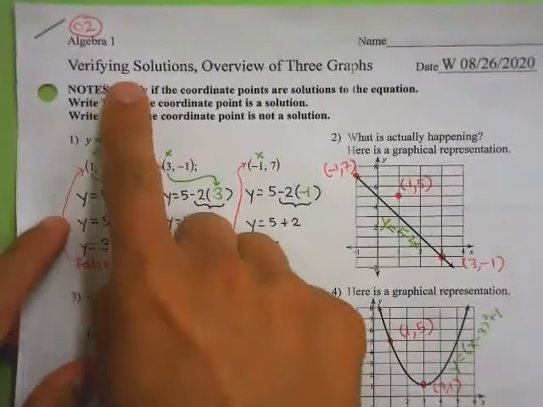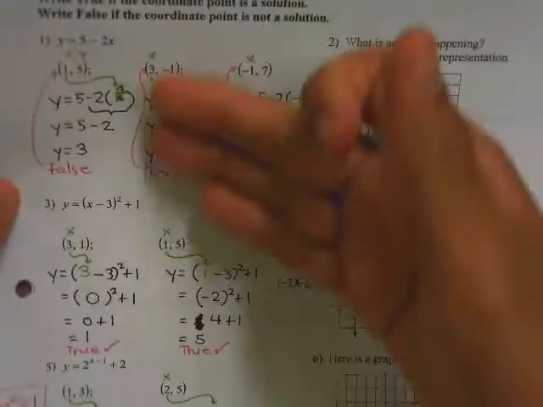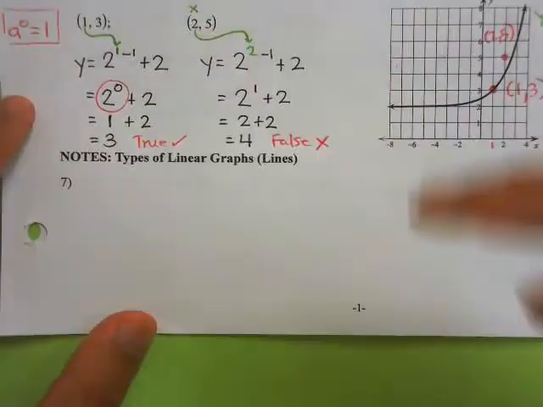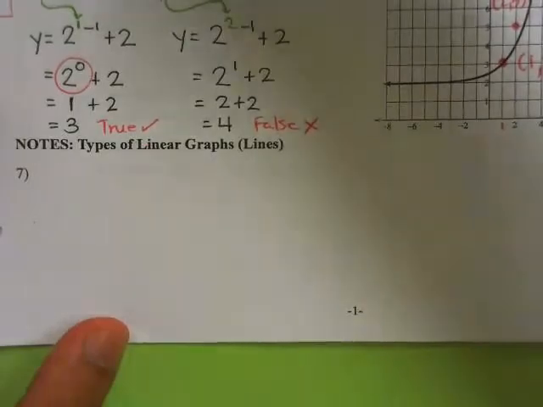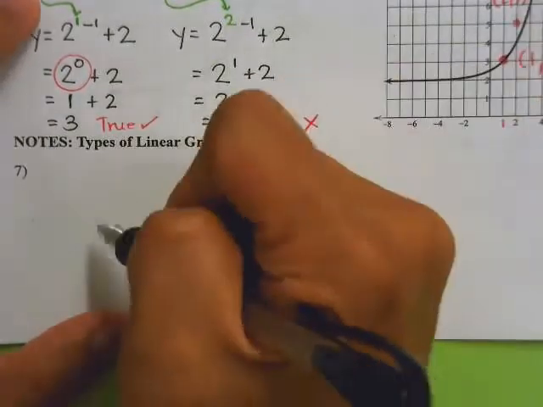Okay, so we did the first part, which is verifying solutions, which is this part over here. And now we're going to do an overview of the three graphs, which we sort of kind of did over here, but we're going to just lightly draw and state their names and some of their patterns. Okay, so the first part is types of linear graphs or lines.